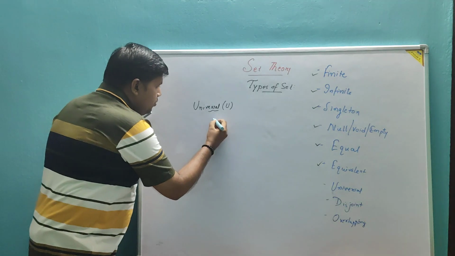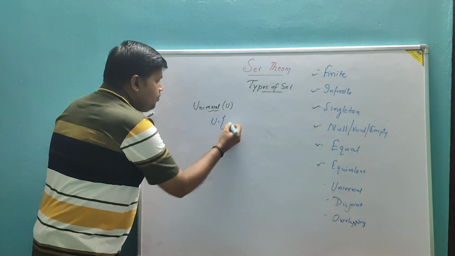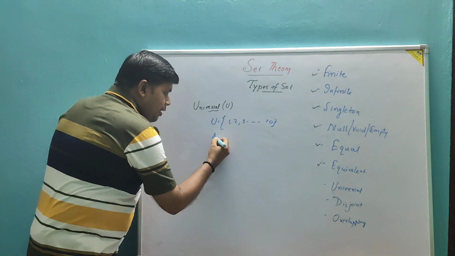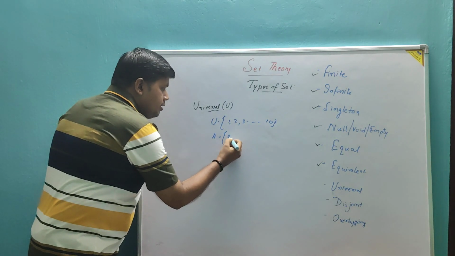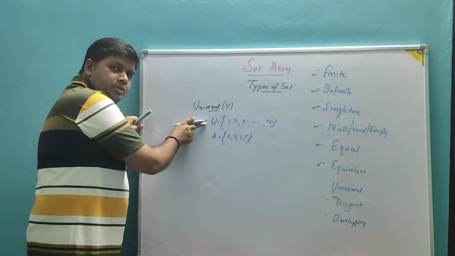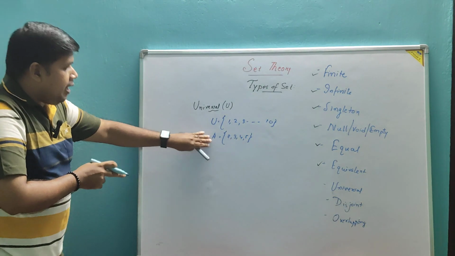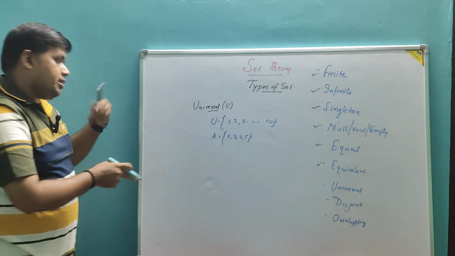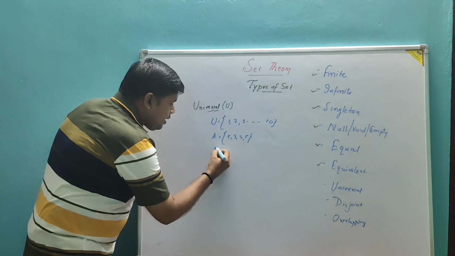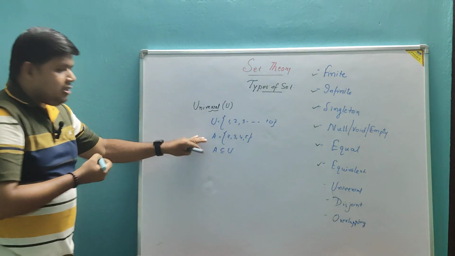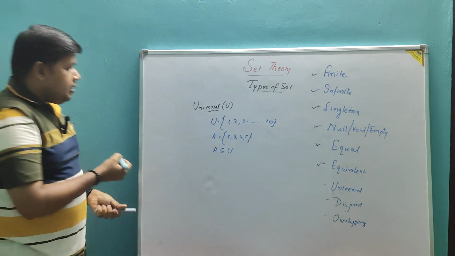So for example, we can say U is equal to 1, 2, 3 up to 10. Then A can be considered as, say, 2, 3, 4, 5. We consider U as the universal set. A has elements that belong to the universal set. In other words, we can say that A is a subset of U. All sets are subsets of a universal set.